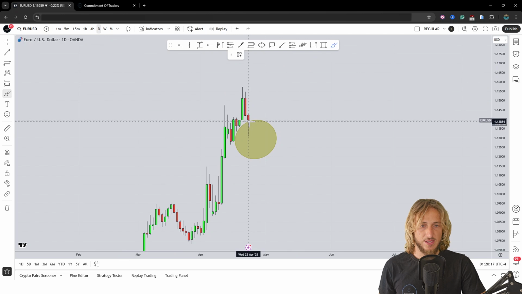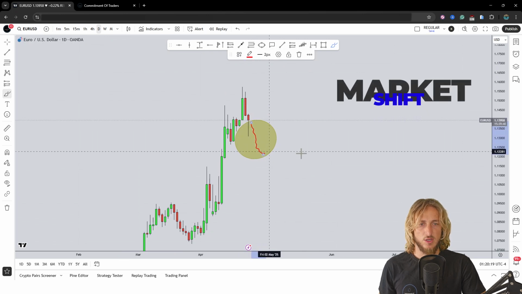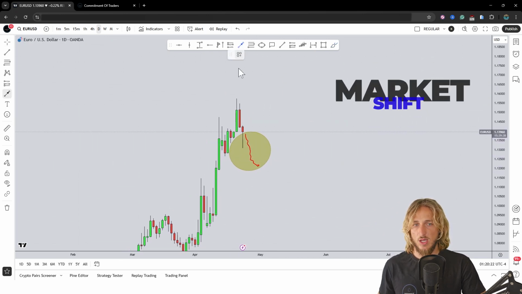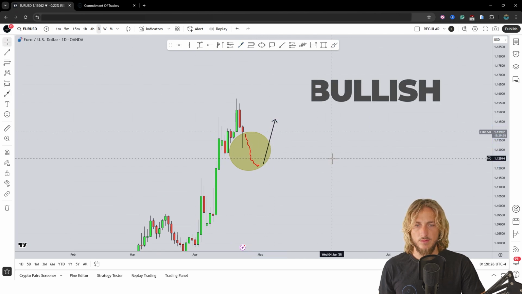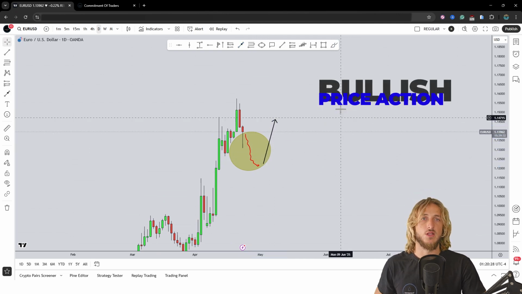Therefore, what I would expect is that if this market would shift from an intraday bearish to a bullish market, I wouldn't be surprised to see a potential rejection to the upside away from this area. That definitely wouldn't surprise me.